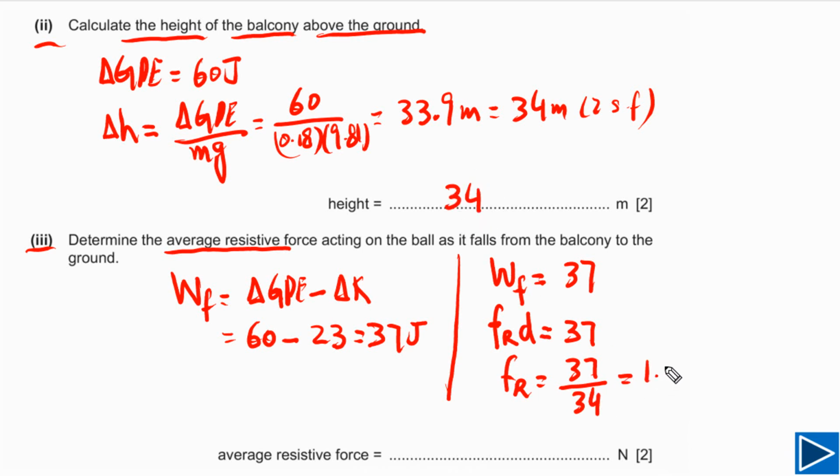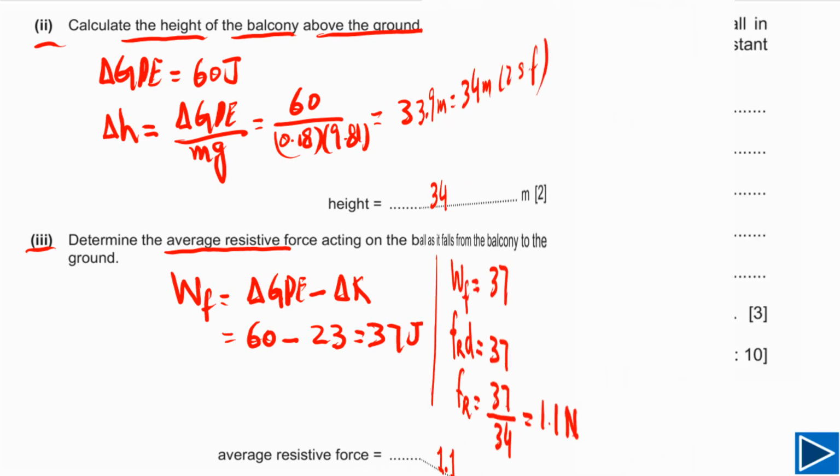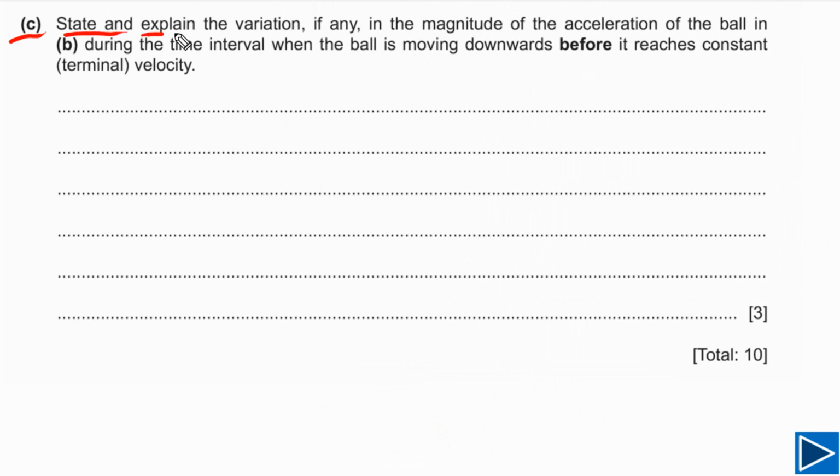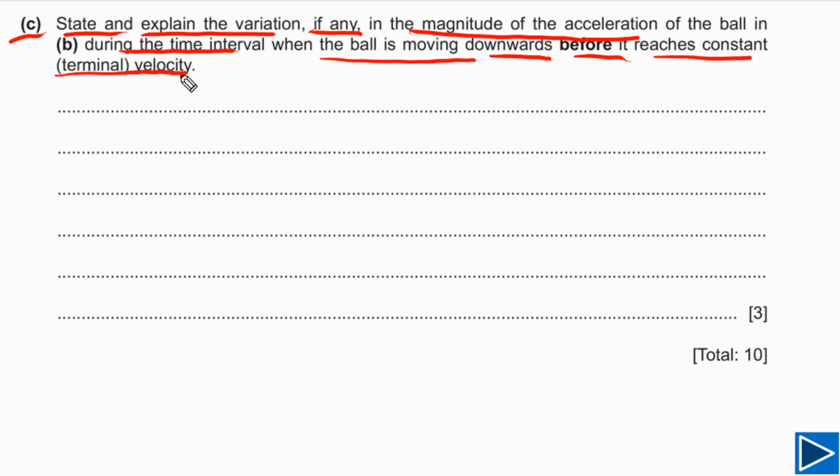So if we solve for this, our final answer will be 1.1 newtons. So this is the magnitude of the average resistive force. Part C is asking us to state and explain the variation, if any, in the magnitude of the acceleration during the time interval when the ball is moving downwards but before it reaches constant terminal velocity. Let's try to understand this one with the help of this simple sketch.